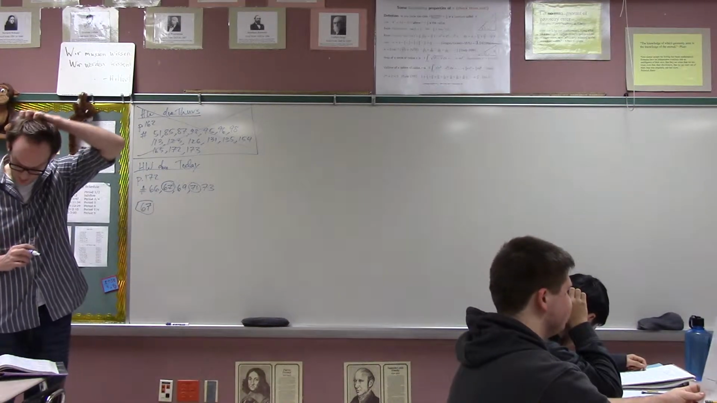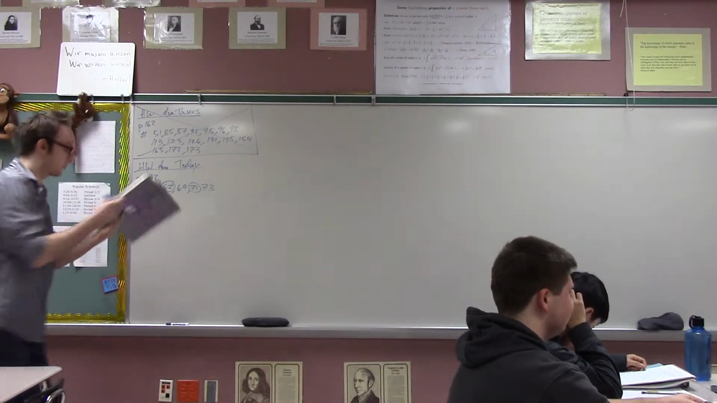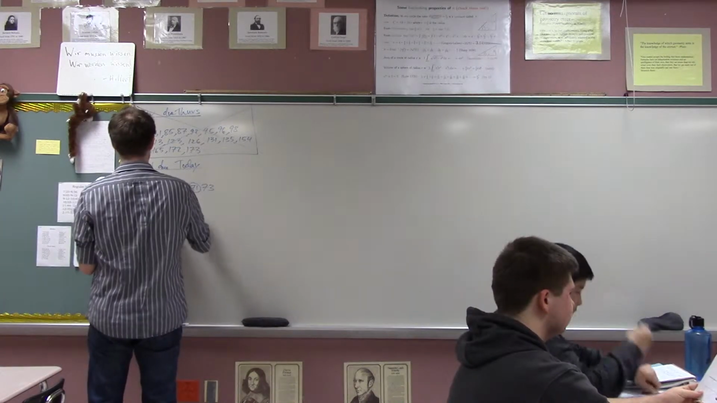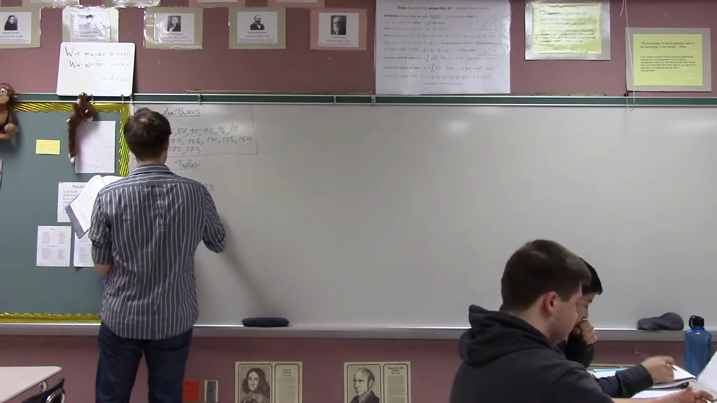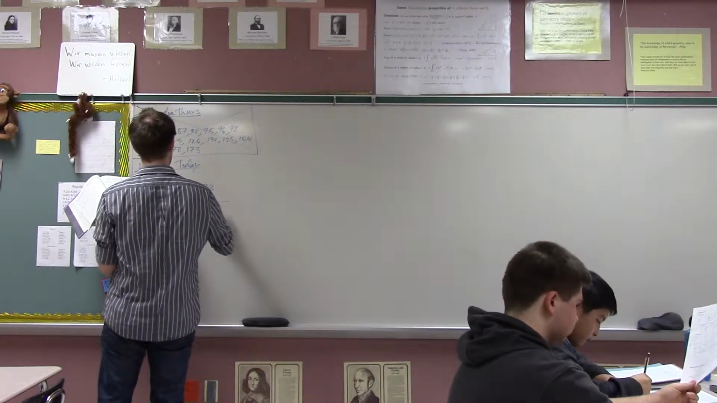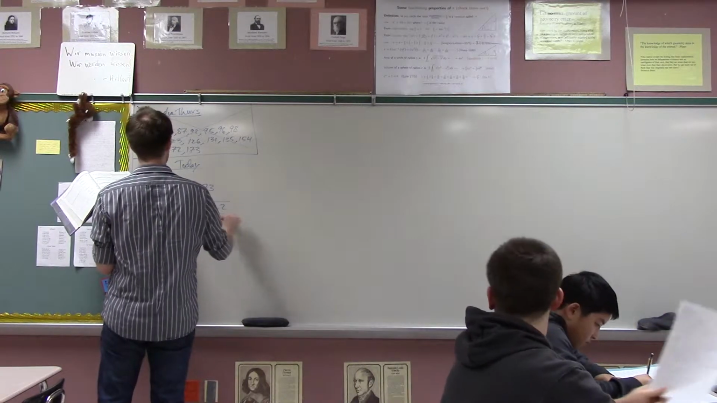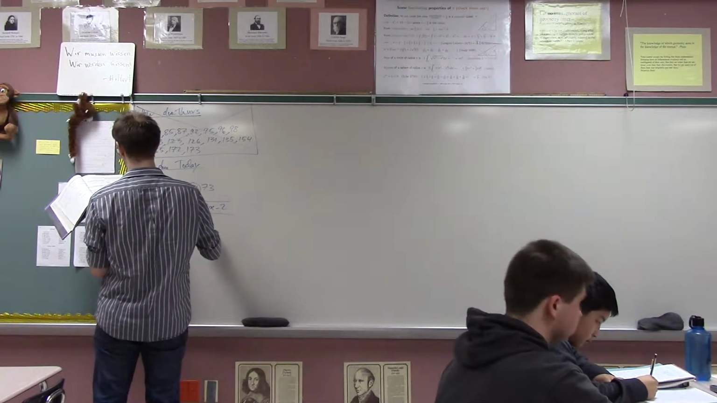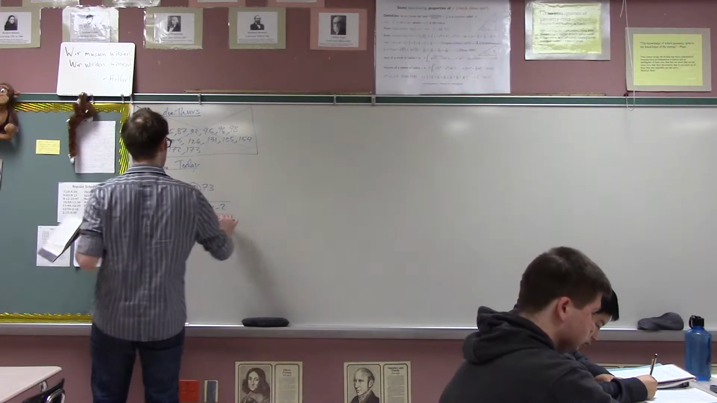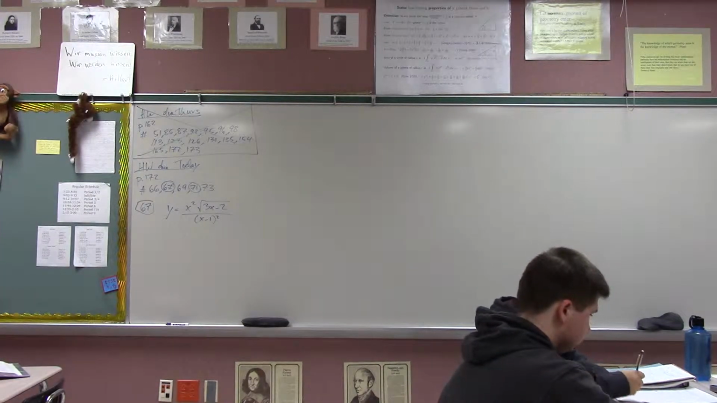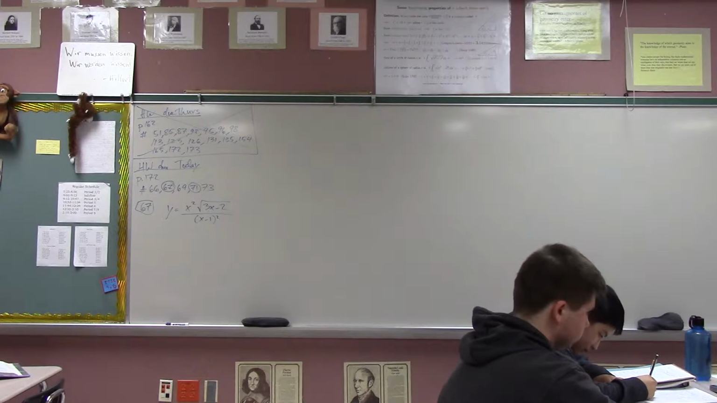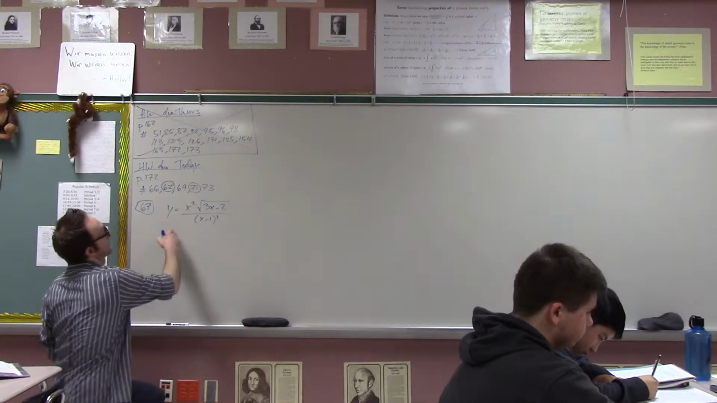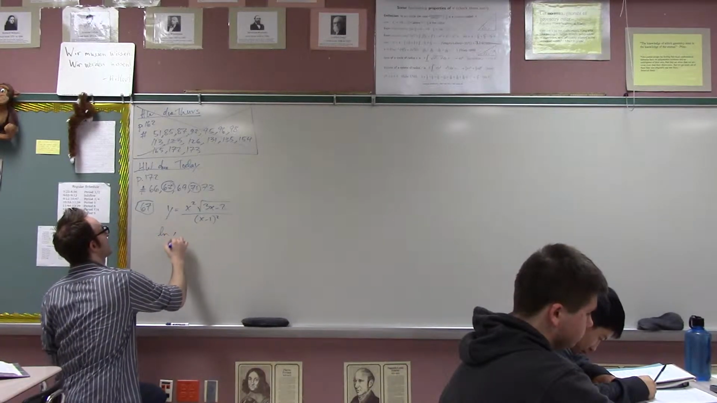67 is one of these problems which does not require you to use implicit differentiation, but it's certainly a good idea. So you have x squared over root 3x minus 2 over x minus 1 squared. The goal is to differentiate this. So what we're going to do is take the natural log of both sides.